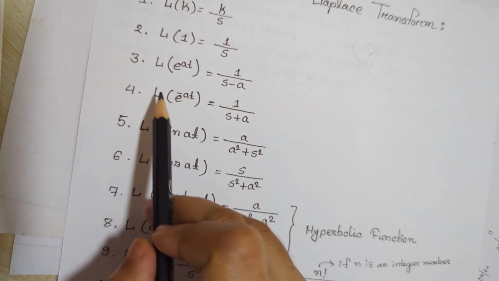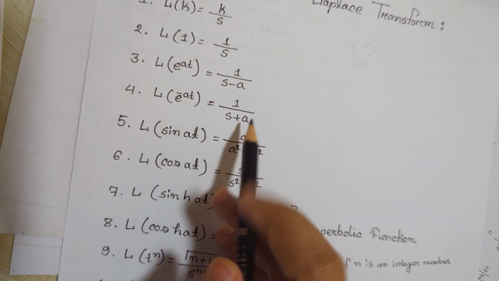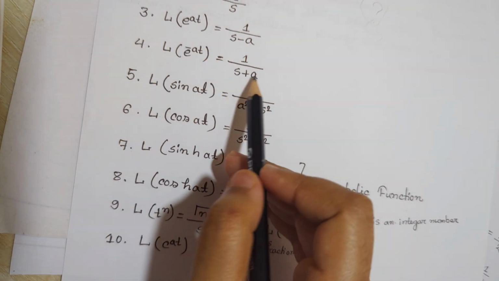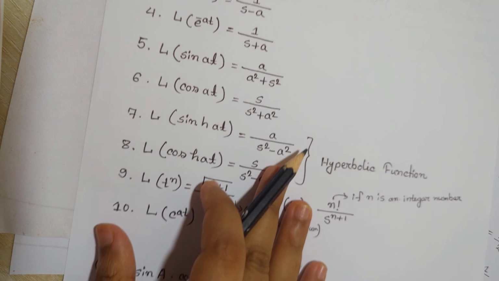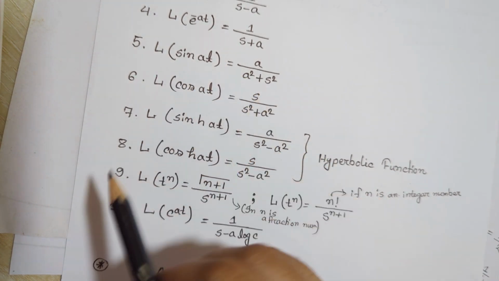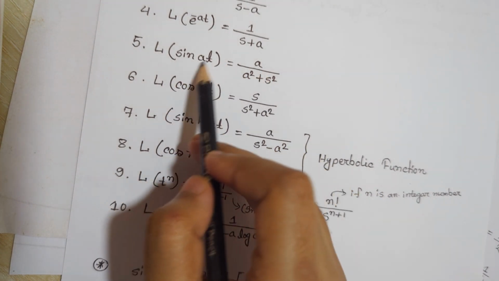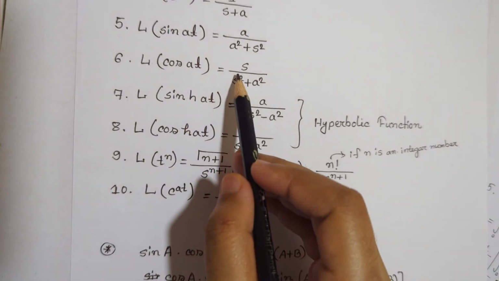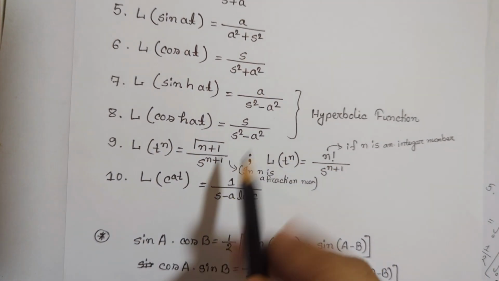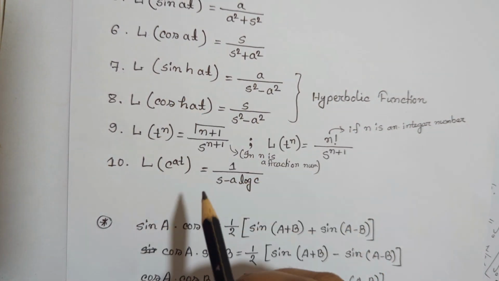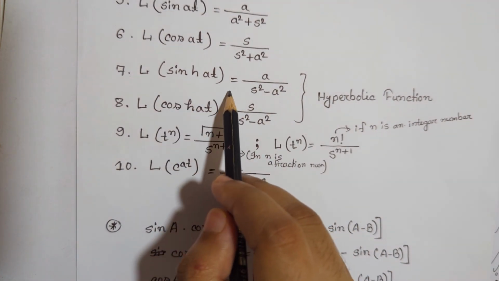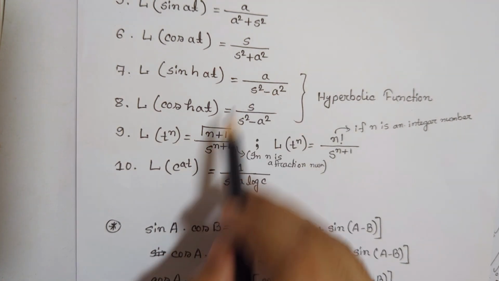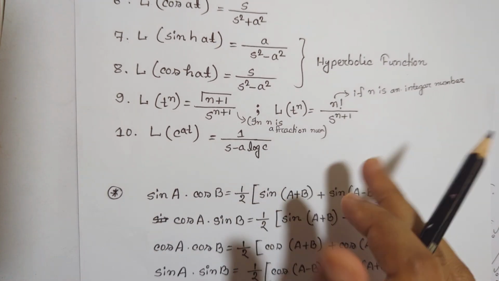Then Laplace transform of e to the power at, which is 1 divided by s minus a. The difference between this is that here we used e to the power minus at, and in the formula here we used plus. And we already found out the Laplace transform of sin at, which is a divided by s square plus a square, and the Laplace transform of cos at equals s divided by s square plus a square. And these are two hyperbolic functions. For these hyperbolic functions, these are the same, just the difference between the plus and minus sign. Here the minus sign will be used for the hyperbolic function.